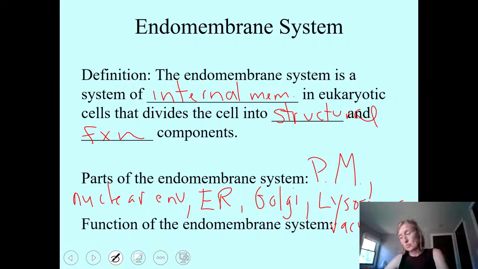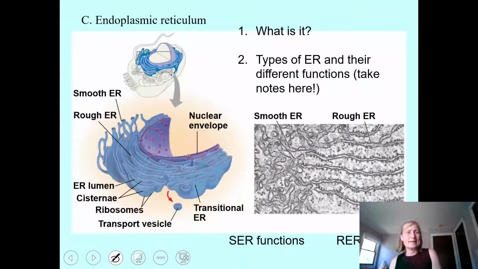But the function of the endomembrane system is basically to synthesize molecules and transport molecules to their appropriate location. To synthesize molecules like proteins and lipids and transport them to their appropriate locations. The endoplasmic reticulum is one part of this network of internal membranes. It is typically attached to or very close to the nuclear envelope.